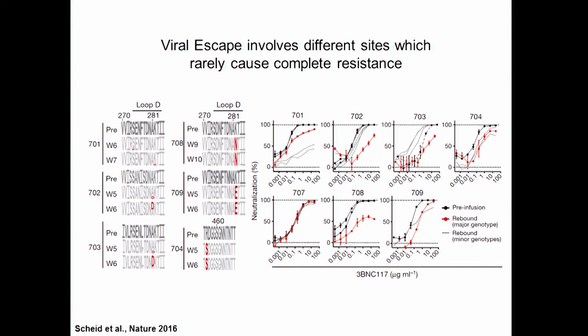And if you look at the sensitivity curves of TZM-bl assays done with those monoclonal viruses against 3BNC117, you will see that, for example, in 709, the rebound, which is shown here in red, is really not a complete knockout, but really a shift of the neutralization curve. So suggesting that you really don't need complete knockout resistance in order to rebound.